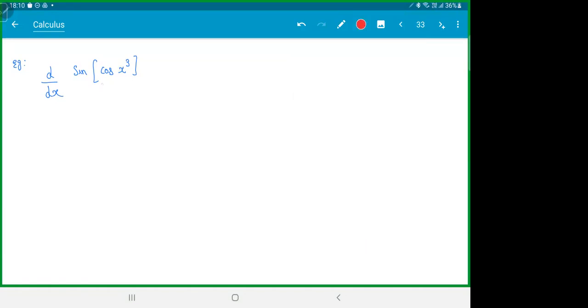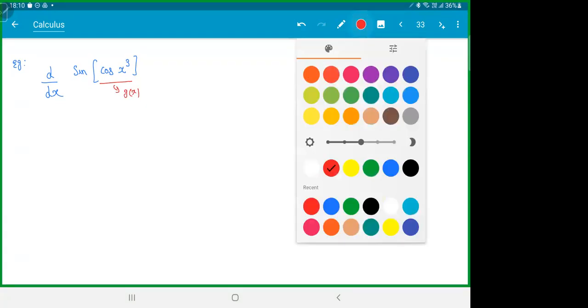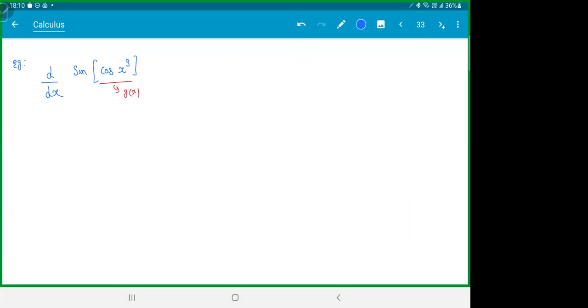So listen, first of all, this is the function. So this is sine of something. This is how normally you can say sine of something. So sine of something, sine ka differential is what? Cos of something. That something is cos x cube. Differentiate that something, that is a function. Differentiate the function d by dx of cos x cube.